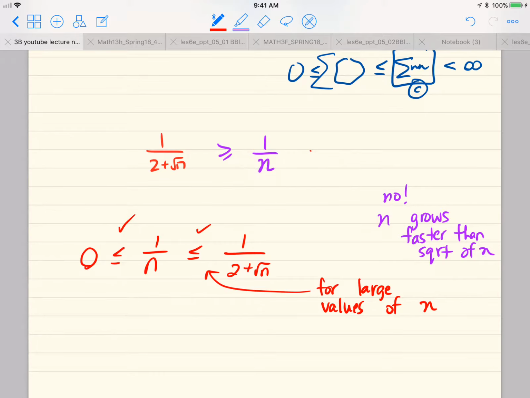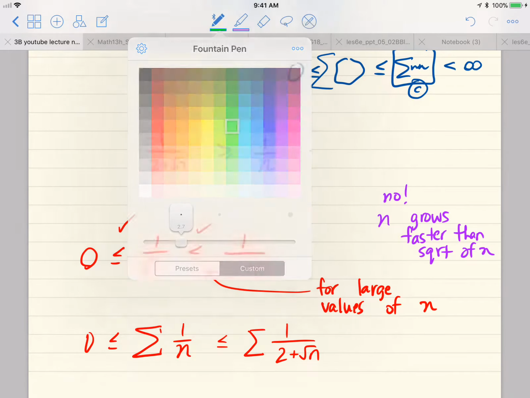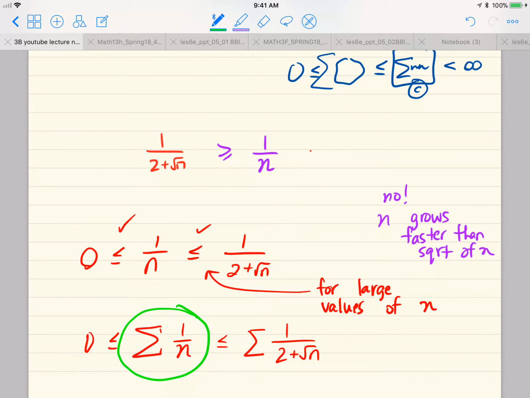Okay, so now, as a result, 0 is less than or equal to the series where the terms are 1 over n, and that's less than or equal to the series 1 over 2 plus square root of n. Now, do you recognize this series? This series is the harmonic series. So, since it's larger, and that's it.